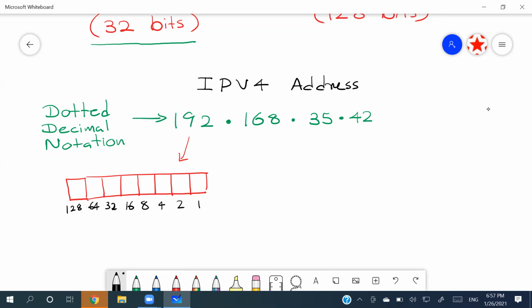Right? So 192, how are we going to represent 192? 128 plus 64 will give you 192. So 1 1 0 0 0 0 0 0 is going to represent 192. Right? Did you get this? How 192 is represented?